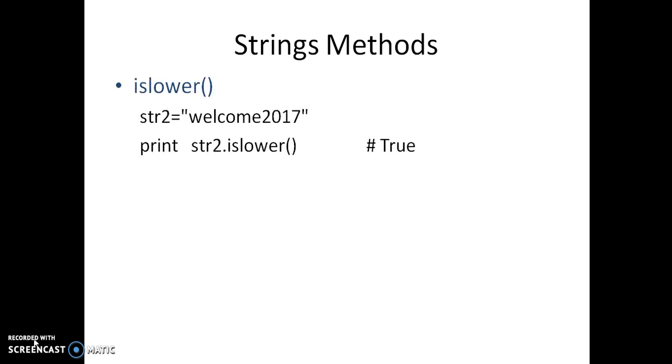Next, a continuation of the other string methods. islower is to check whether the string has lowercase letters or not. If the string has all its alphabets in lowercase, then it is true. If any one of the letters is uppercase, then it gives false. Our given string is "welcome2017". Here the word welcome is in lowercase, all letters are lowercase. So str2.islower() is true.